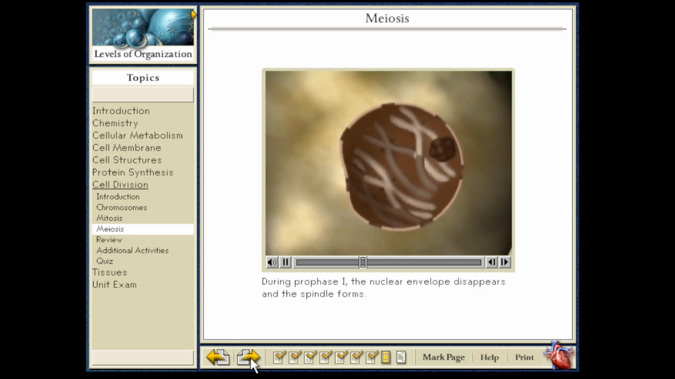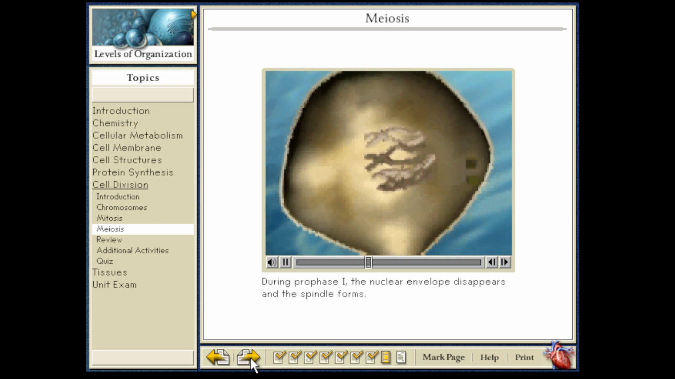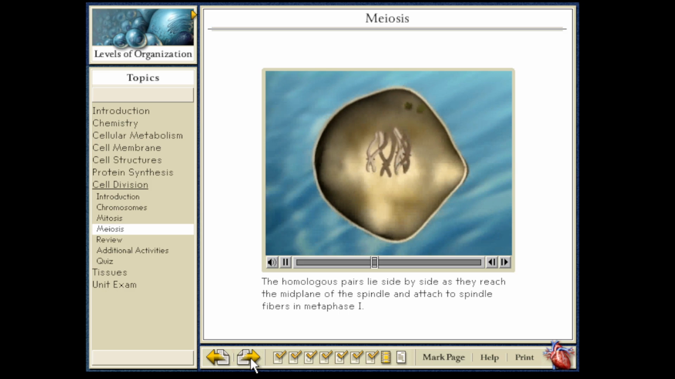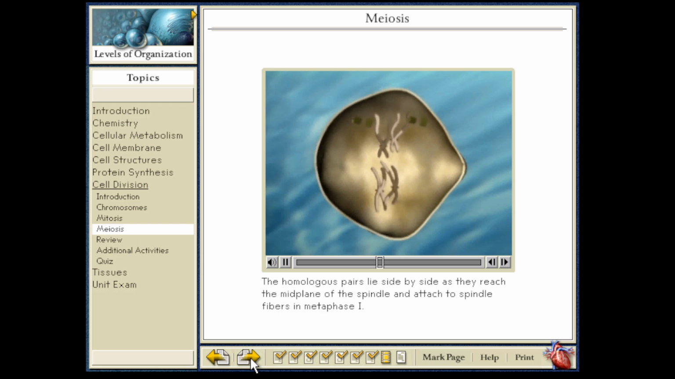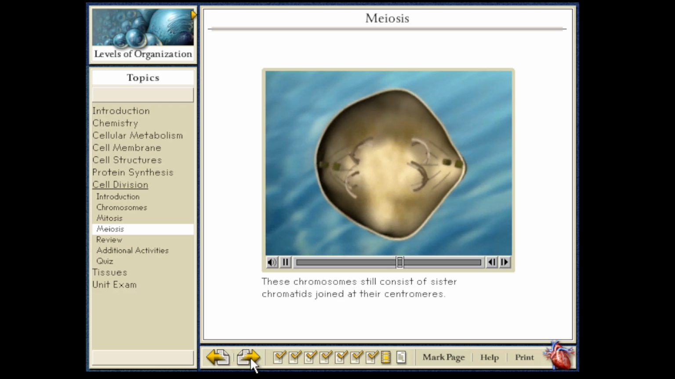During prophase I, the nuclear envelope disappears, and the spindle forms. The homologous pairs lie side by side as they reach the midplane of the spindle and attach to spindle fibers in metaphase 1. Metaphase ends and anaphase 1 begins as the partners in each pair of homologous chromosomes separate as they are pulled toward opposite poles of the spindle. These chromosomes still consist of sister chromatids joined at their centromeres.